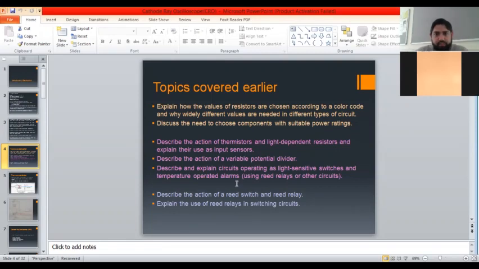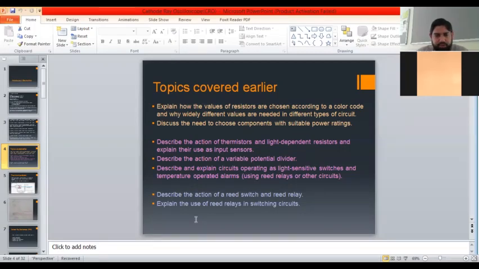Second, the action of a thermistor and a light dependent resistor, and we can use these two components in potential divider circuits. We have discussed in detail how these two components can be used for an automatic light switch and lighting circuit, and an automatic cooling system. Okay. We have also discussed reed relay switches, what their functions are, what their working principle is, and how we use them mostly in industrial solutions. So that is what we have already discussed.